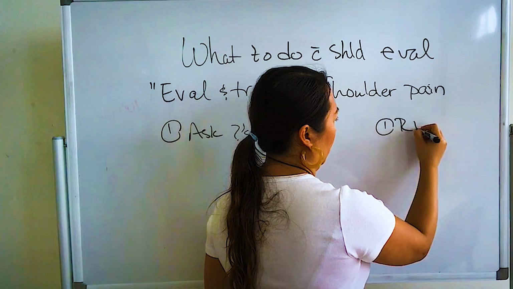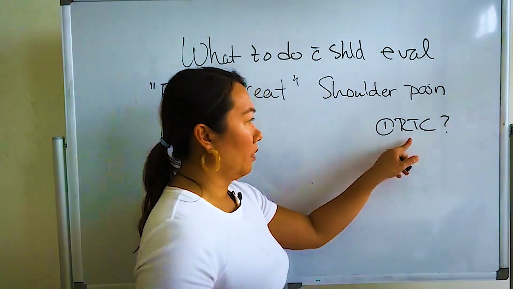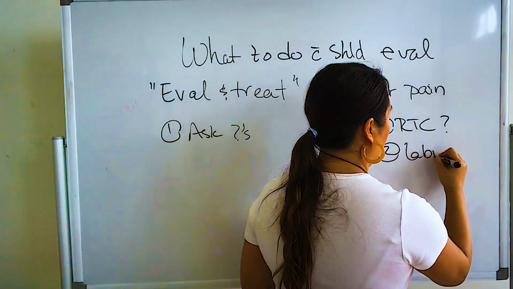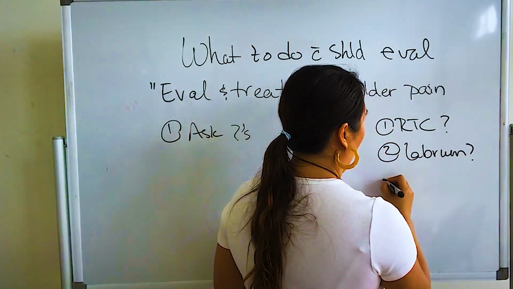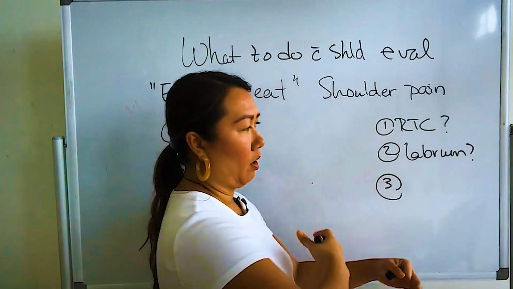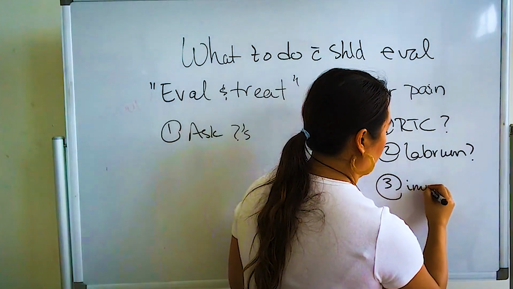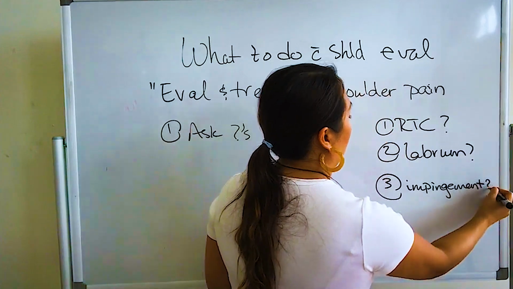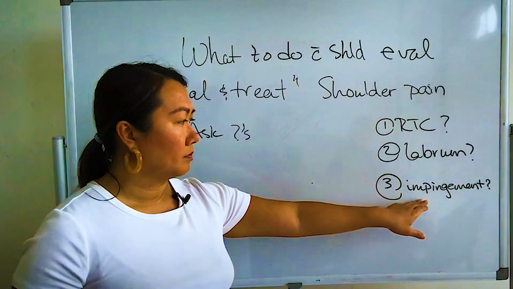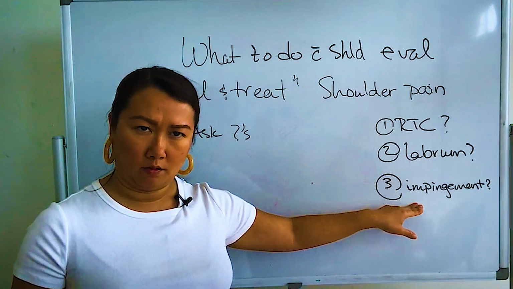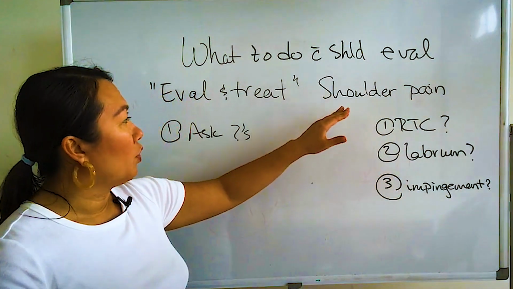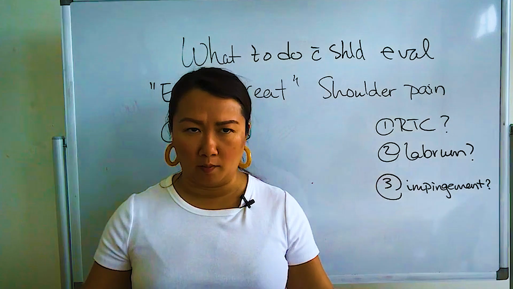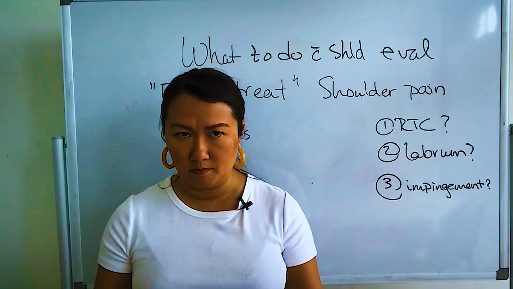Is it a rotator cuff problem, right? So is it a tendon problem? Is it a labrum problem, right? Or the catch-all phrase is an impingement, which just means that things are not moving well, right? So when you get someone with shoulder pain, you've got to rule in and rule out problems before you can even start to treat them, right?